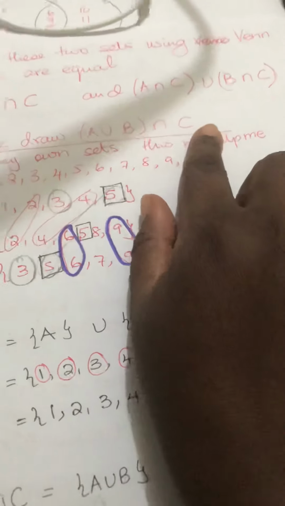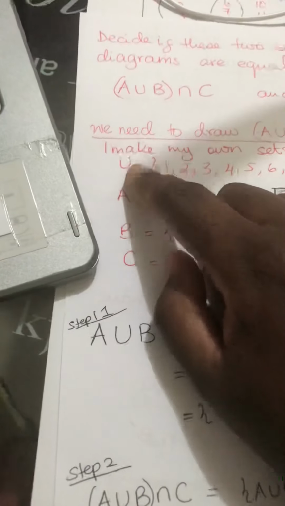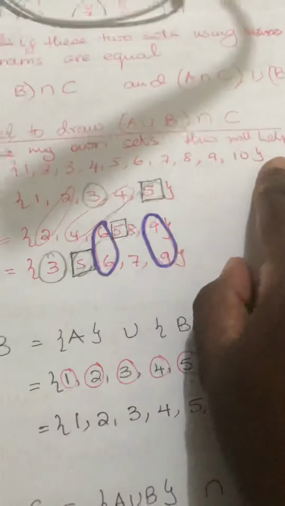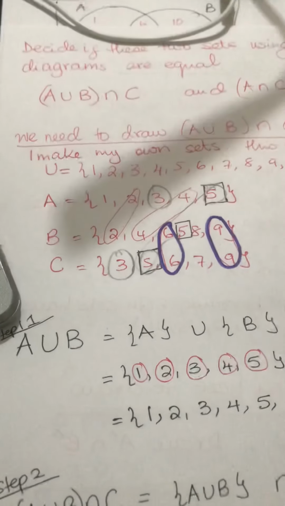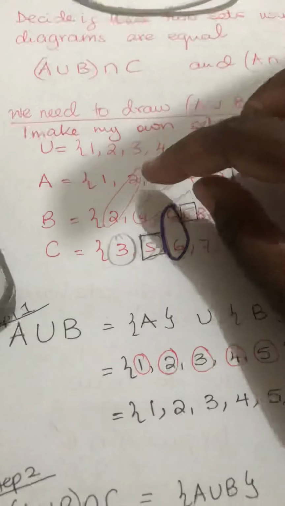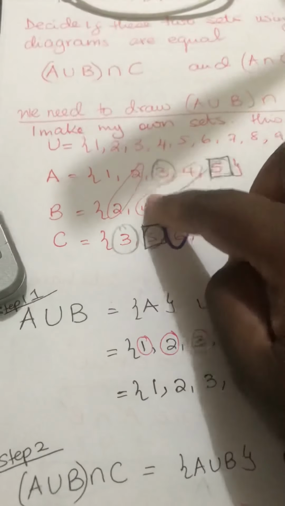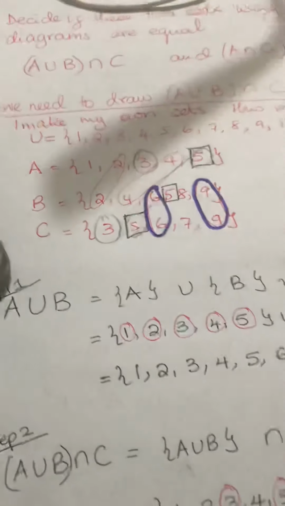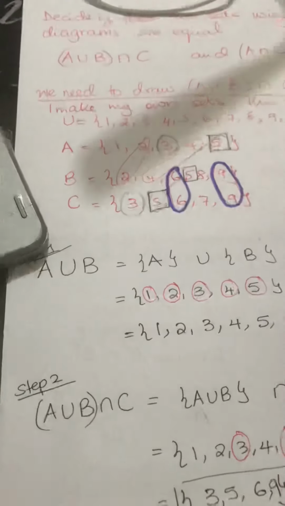Okay? So if you have 3 letters or 3 sets, you have to make 4. The 4th one is the universal set. Okay? So I made my universal set. I made my A, my B, and my C. How did I make? I said I'll choose some numbers in A and put here and some numbers there. Some numbers that are in both A, B, and C, and add more from the universal set. You make your own. Okay? This way it makes it easier.